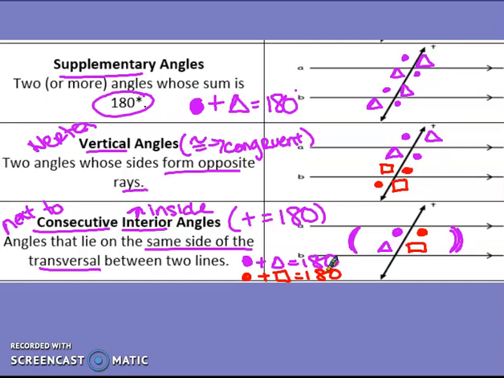Please bring these notes and any questions you have to class tomorrow. We're going to continue going over these different angle types because, again, once you get these angle types and vocab down, you'll be able to solve any problem involving parallel lines.